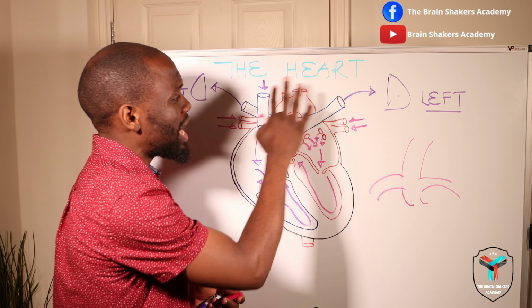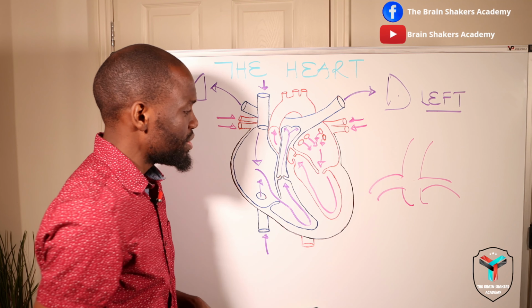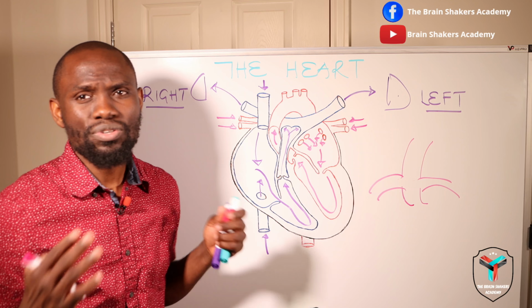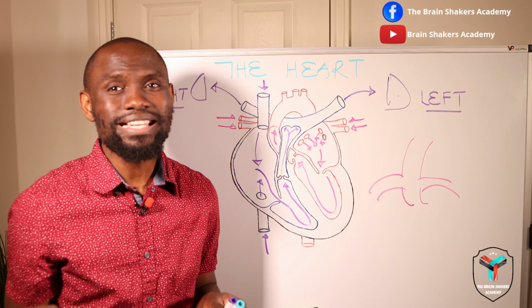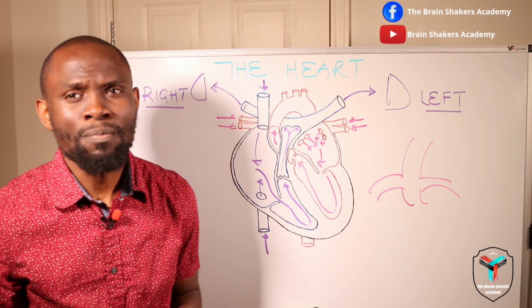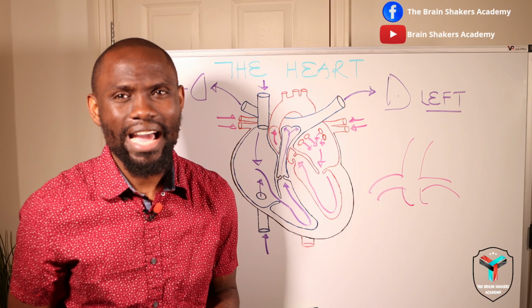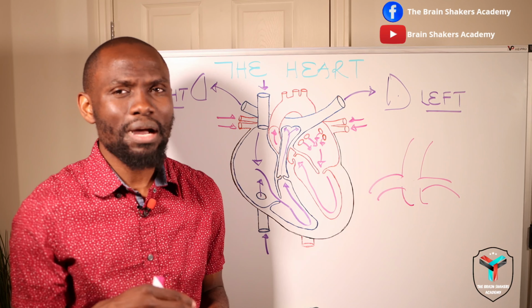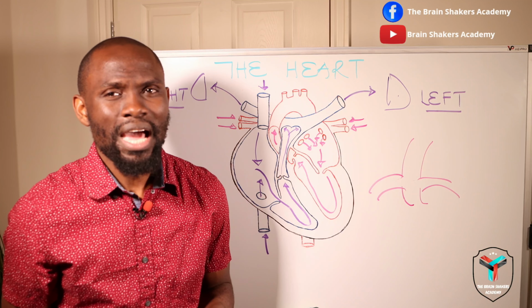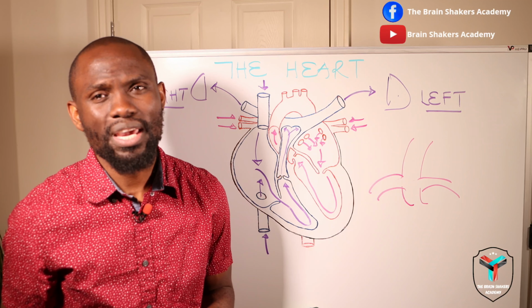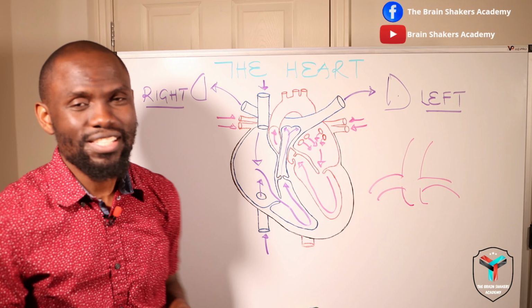So basically that is how blood is going to flow within the heart. That is how deoxygenated blood is going to be sent to the lungs for oxygenation, and after oxygenation has happened, blood that is high in oxygen content then comes back to the heart and is redistributed to all the other structures. So basically that is what happens.